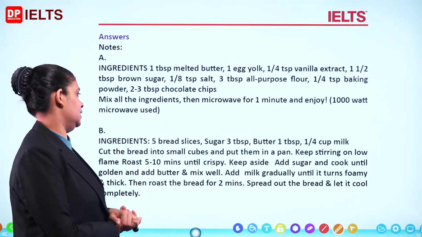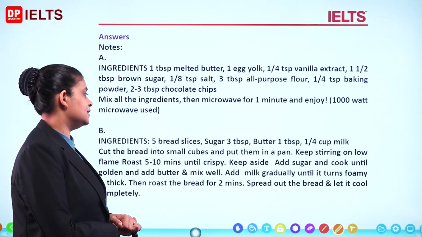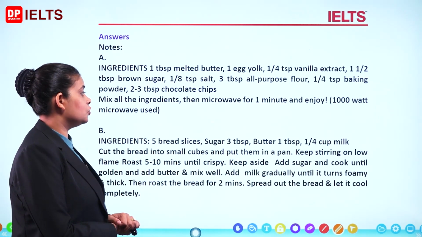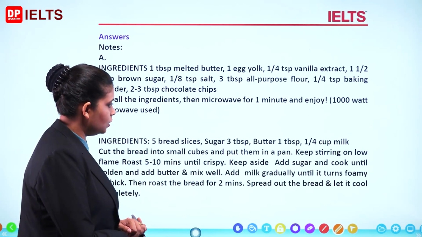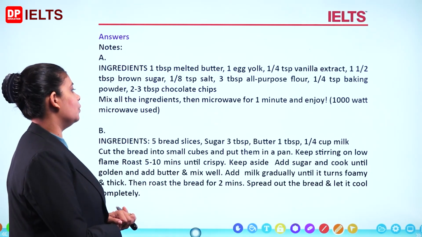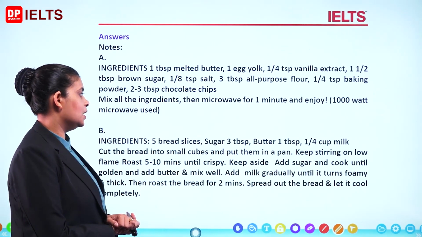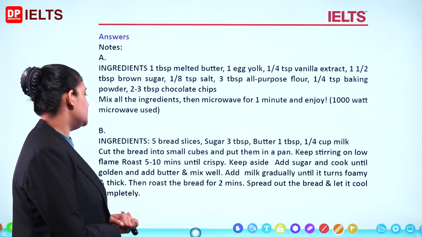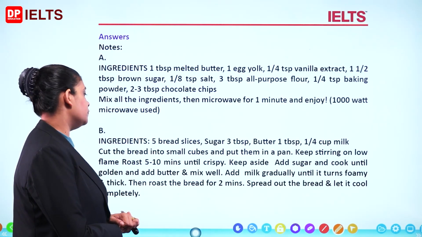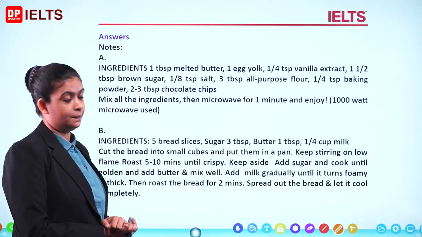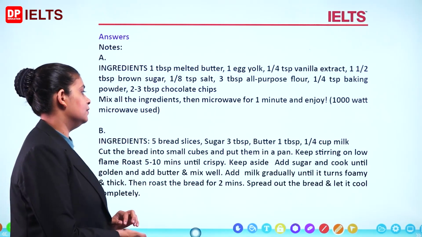Next one, ingredients. 5 bread slices, sugar 3 tablespoons, butter 1 tablespoon, 1/4 of cup milk. Cut the bread into small cubes, put them in a pan. Keep stirring on low flame, roast for 5 to 10 minutes until crispy. Keep aside, stop.